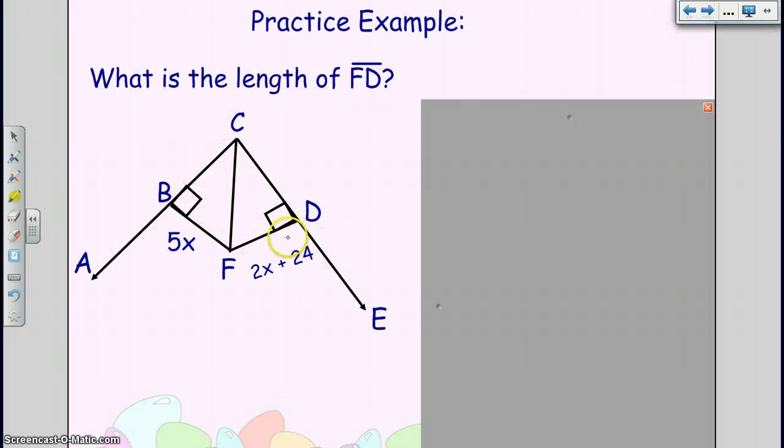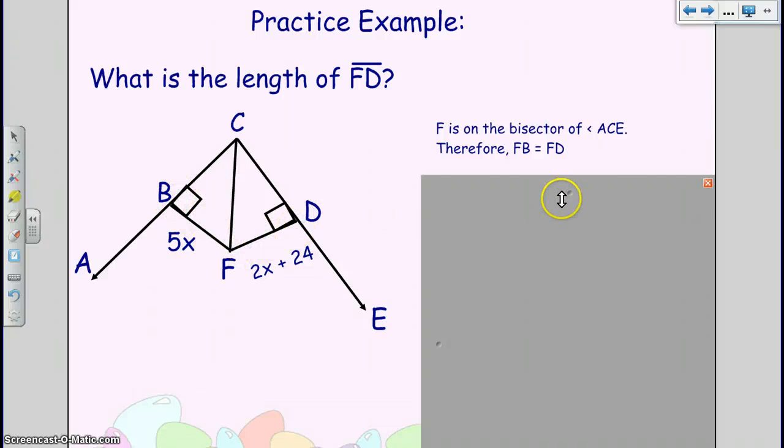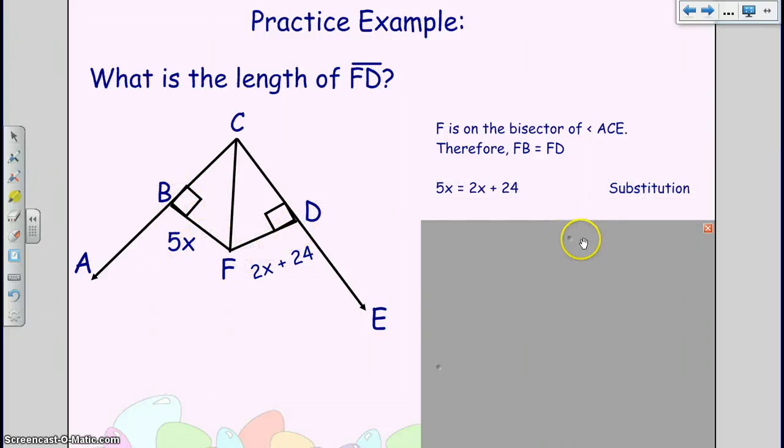So if we want to find the length of FD, FD is here, that's 2x plus 24, BF is 5x. We want to find out what this distance is. First, I need to find x. And in order to find x, I have to find a relationship between this and this. It says F is on the bisector of ACE. So if I'm sitting on this line, then I'm an equal distance from each side, which means that this is equal to this. So I'm going to set them equal to each other.